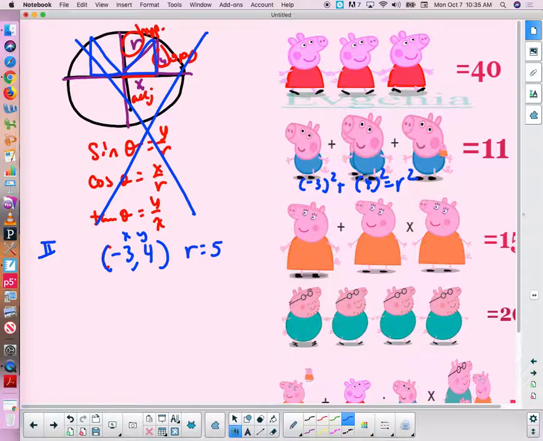Rebecca, is that your hand? Yeah, can you just assume that the origin is like the origin? We're starting at 0, 0's in the middle. Is that what you were asking? Yeah.